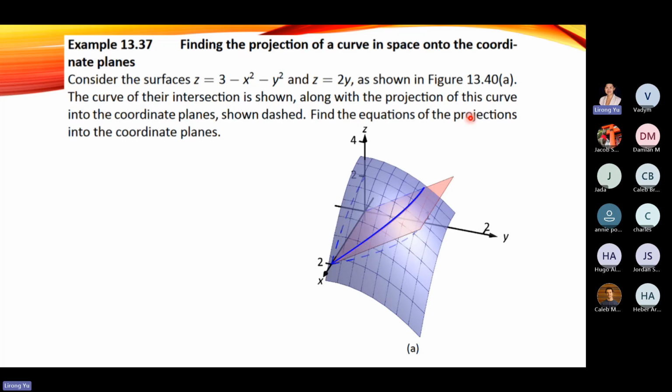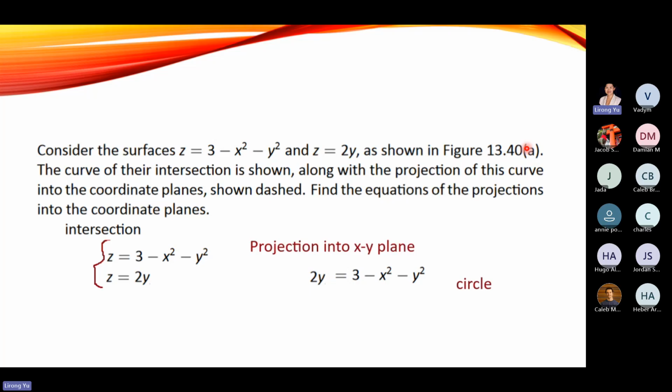So this question says, consider the surface z equals 3 minus x squared minus y squared, and the plane z equals y, which is shown in the picture. The plane is the orange one, and the purple one is the surface. The curve of their intersection is shown in an image. We want to find the equation of the projection into the coordinate planes. There are three coordinate planes; start with the xy plane. The intersection is a three-dimensional curve, but we're not looking at that curve. We're trying to project that curve onto the xy plane. Let's start with projection onto the xy plane.